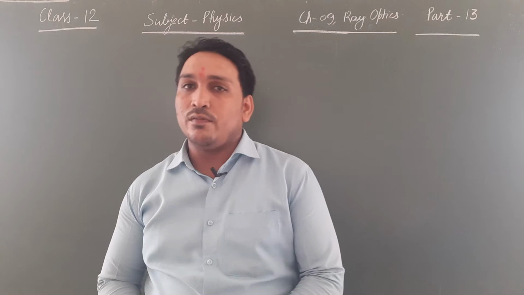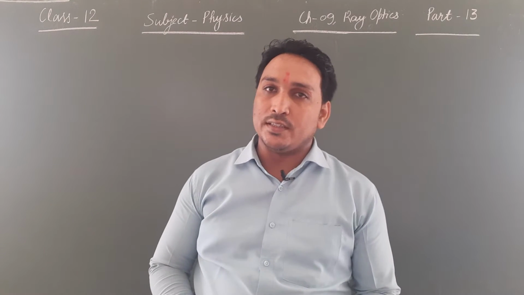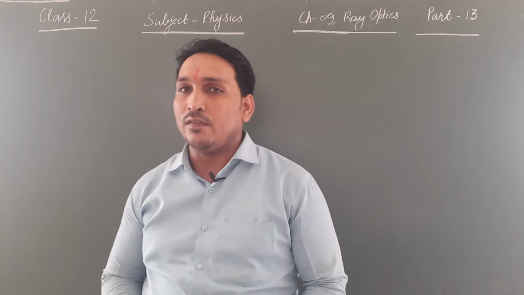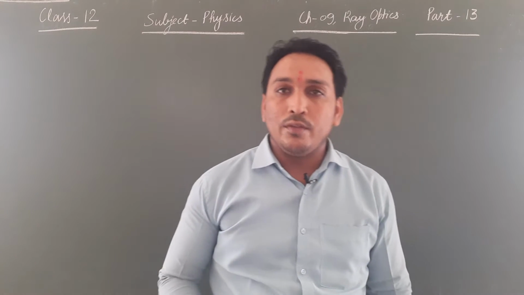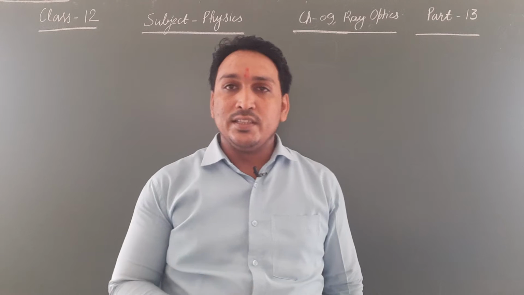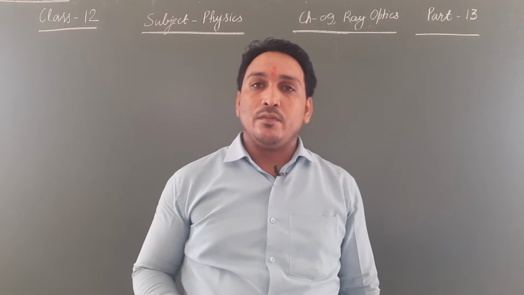Till part 12 we have discussed the combination of lenses, a convex lens and a concave lens together, a convex lens and a convex lens together. Today we are going to discuss the combination of lens and the mirror, and thereafter we will move ahead.